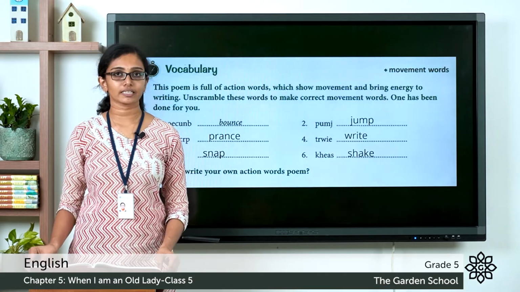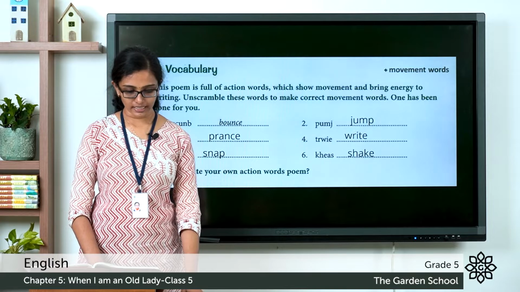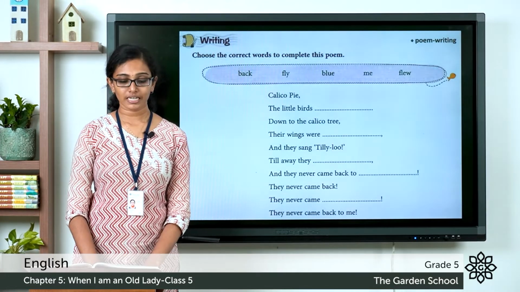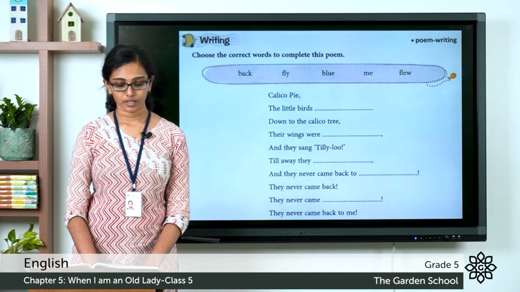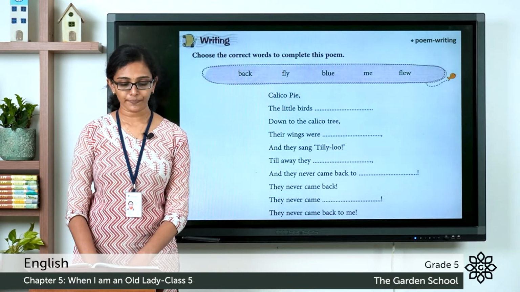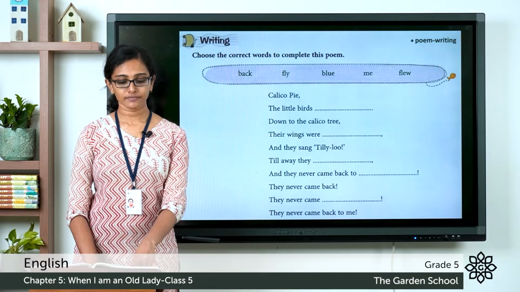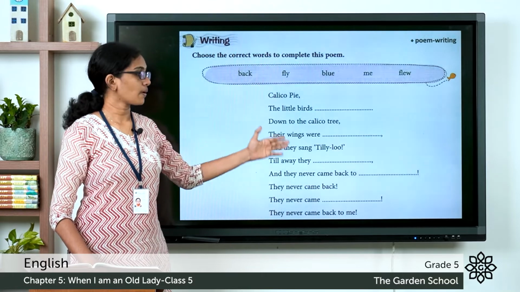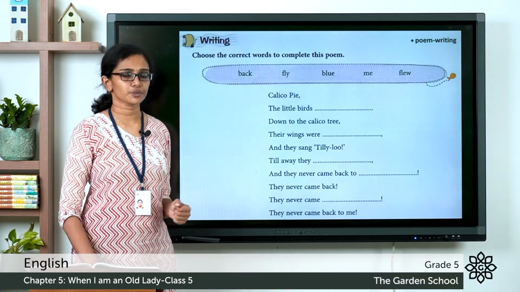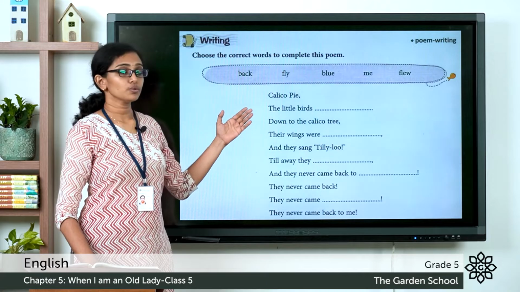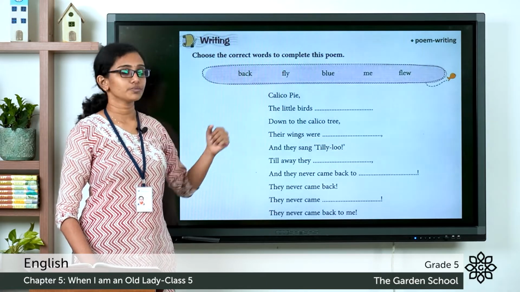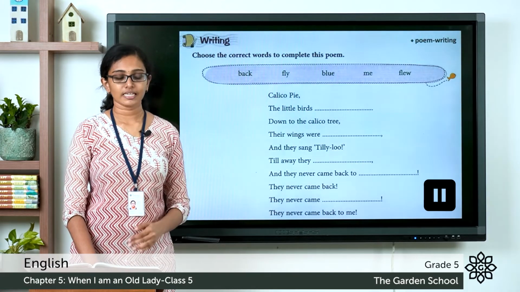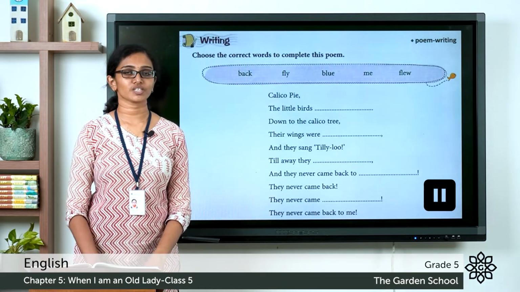Now, let's move on to the next section, page number 78. It's the writing exercise. It's about poem writing. Choose the correct words to complete this poem. And you are given a choice box there. And the words given there are bag, fly, blue, me and flew. And there is a poem given below. It's an unversed poem. So you have to choose the correct word from the options given here and fill up the blanks given in the poem. Do this as an activity. Pause the video, finish it and come back.